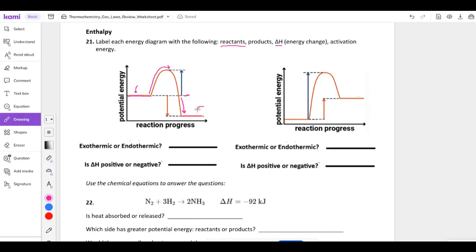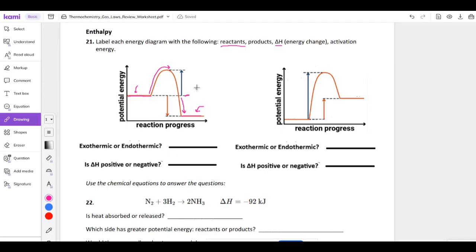And this is where you're going to want to label products. So this is what gets made. Like Nike makes shoes, so the products of Nike are shoes. This chemical reaction made this, whatever this is. And you can see how it's lower. This is lower than this. So the energy of the products is lower than the energy of the reactants.